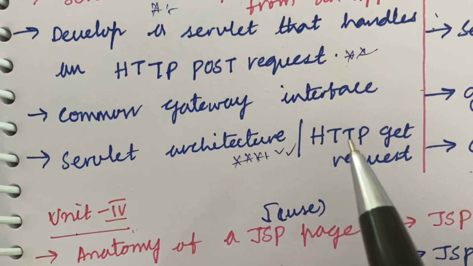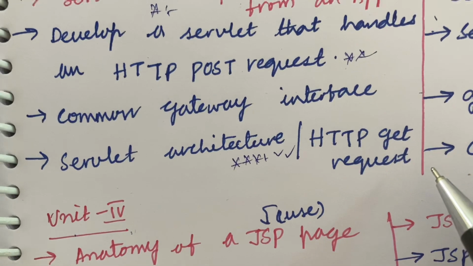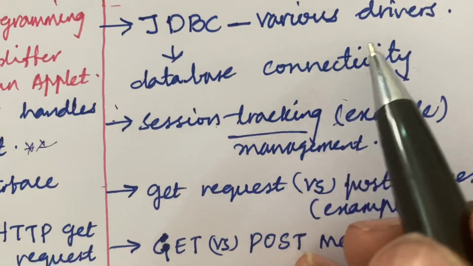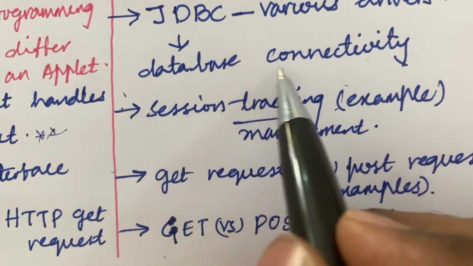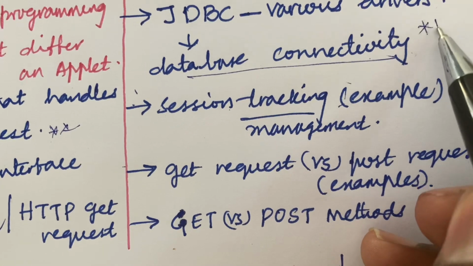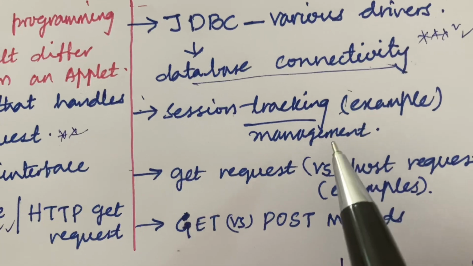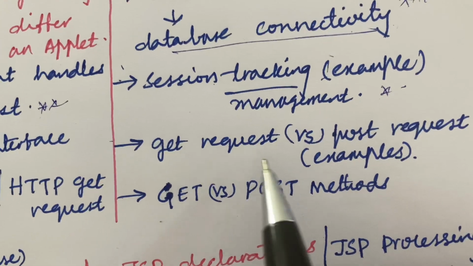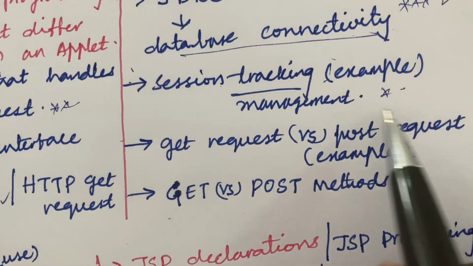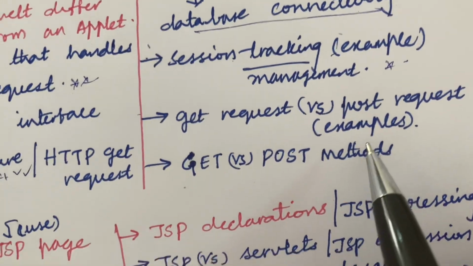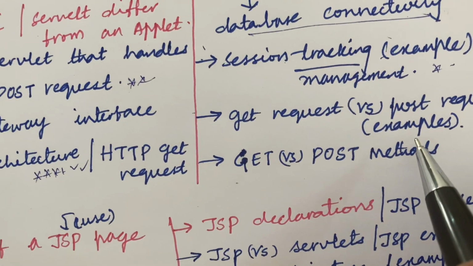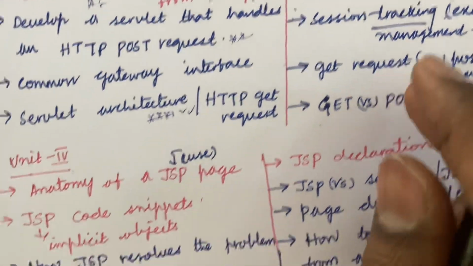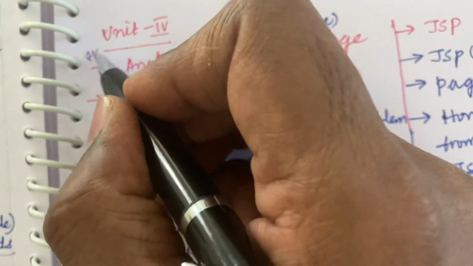For this time we can expect the HTTP GET request. Later, JDBC and the various drivers and JDBC database connectivity is also said to be a topmost and gunshot question, dear students. Session tracking and session management along with an example, and GET request versus POST request along with examples, their differences. These all are said to be from 6A as well as 6B and 7A as well as 7B. I am going to let you know now 8A, 8B.